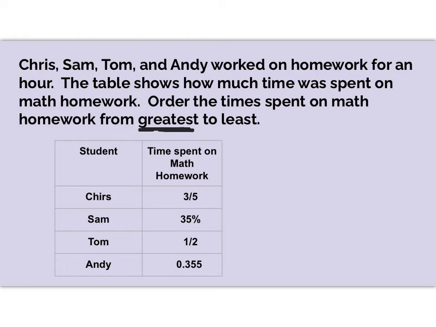Well, I already have Andy, who is already in decimal form. So I'm going to write Andy's number over here. And then I'm going to start changing them to decimals. I know Tom is 1/2. 1/2 of 100 parts is 50. So I know that is 0.5. That's 5/10 or 50. Okay, 35%, I can use Dr. Pepper, move my decimal 2 places to the left, and that's 35 hundredths.